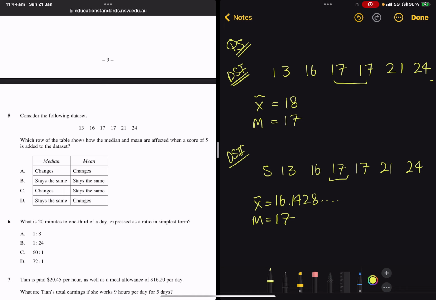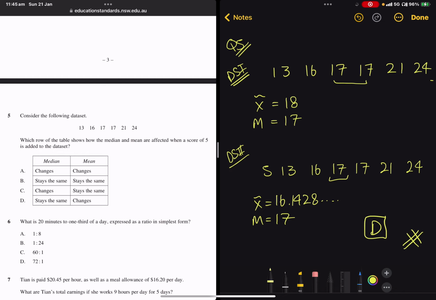So we know the mean changes. In fact, we know the mean goes down, but it changes. And we know the median stays the same. So if we have a look at our four options: A, they both change? No. B, they both stay the same? No. C, median changes, mean stays the same? No. D, median stays the same, mean changes? Yes. So the answer to this question is D.